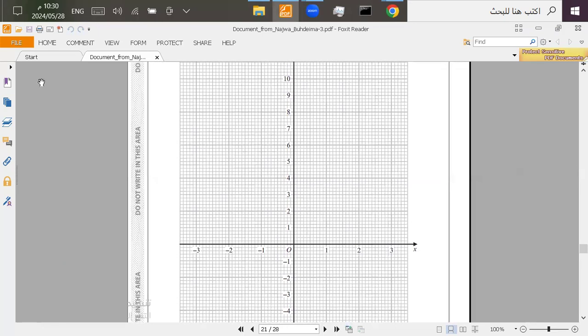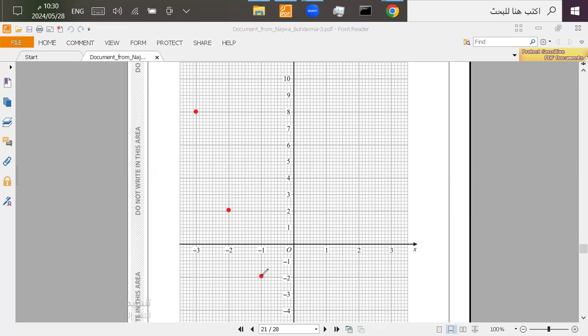Okay. So to put the points, first I look at the first coordinate. The first one is negative 3 and 8. So negative 3 here, and you go up to the 8 here. So you put the point here. And then we have negative 2 and 2. So negative 2 on the x, 2 on the y over here. And then we have negative 1 and negative 2, like this.